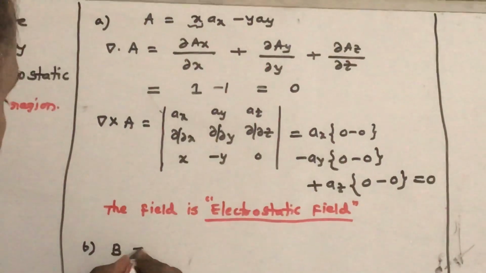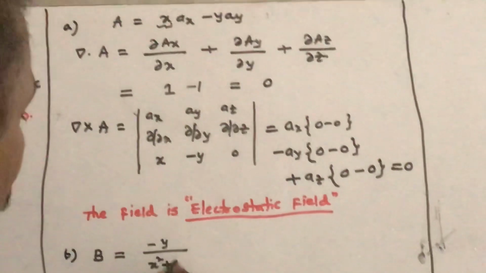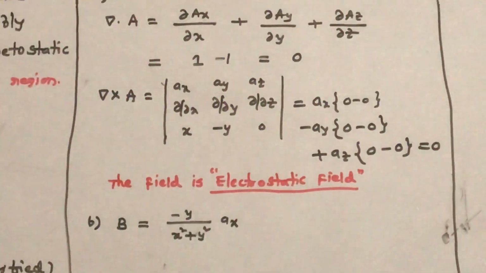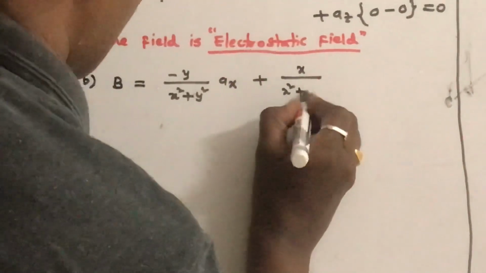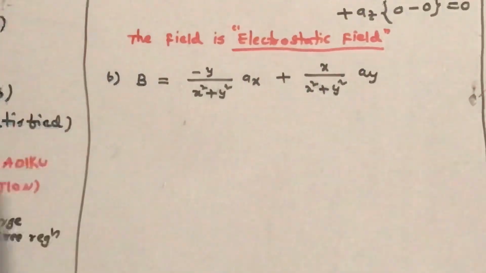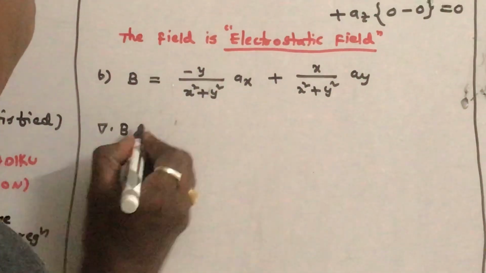Capital B is equal to minus y by x square plus y square into Ax plus x by x square plus y square into Ay. Let us separate these terms. First, let us find the divergence, del dot B.